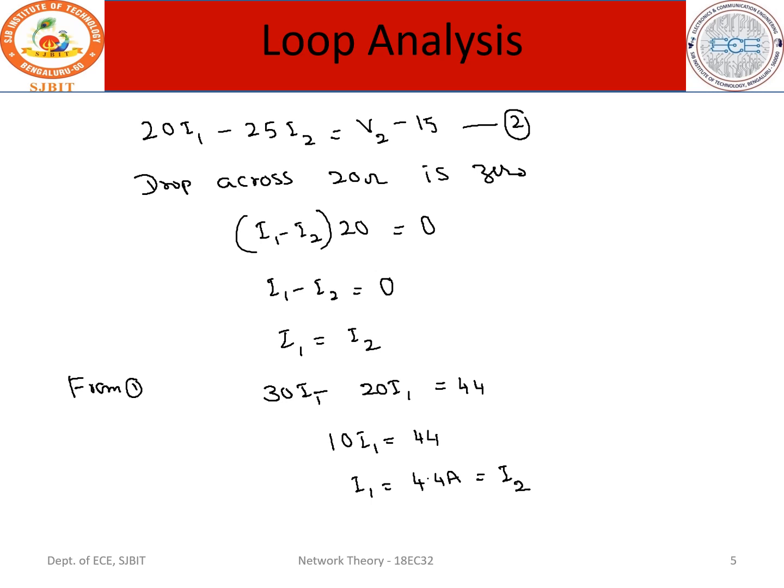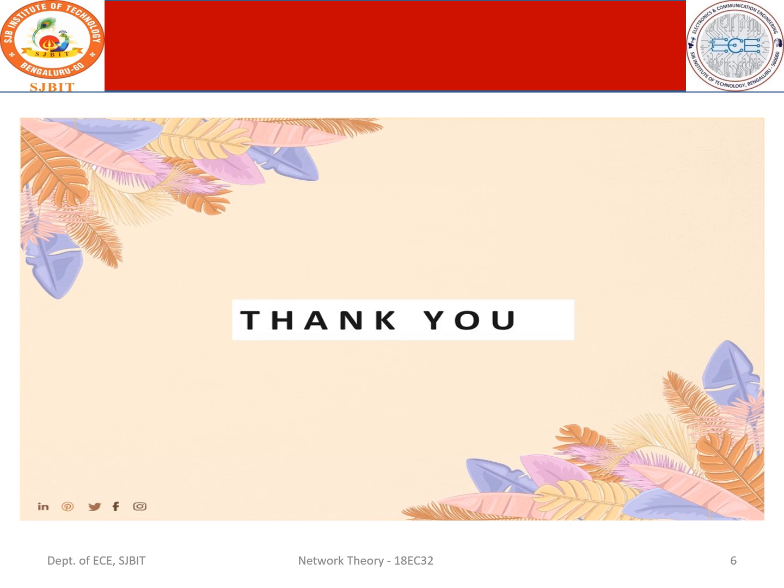So from equation 2, we can write it as 20 into 4.4 minus 25 into 4.4, that is equal to V2 minus 15. Then V2 is equal to minus 7 volt.